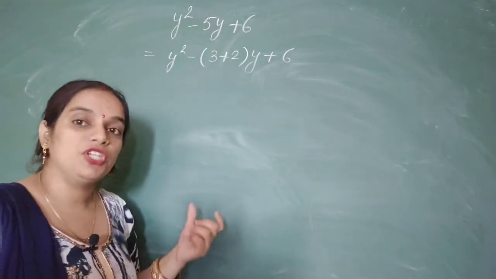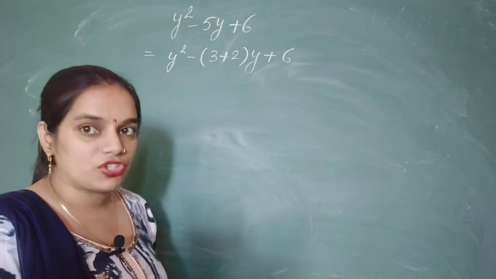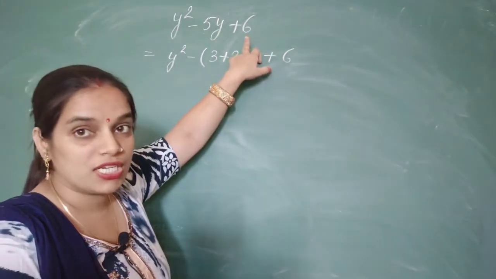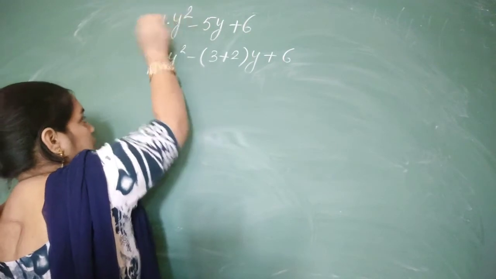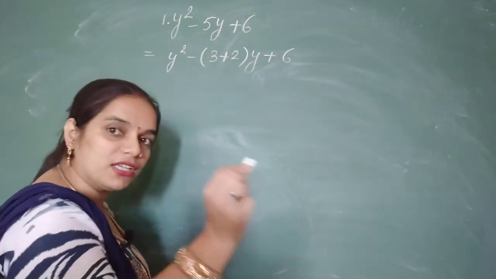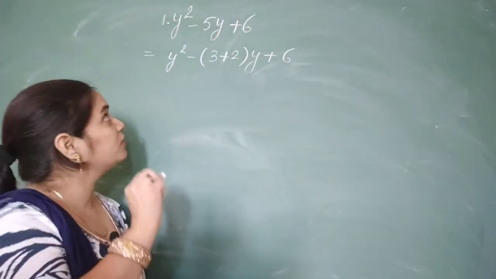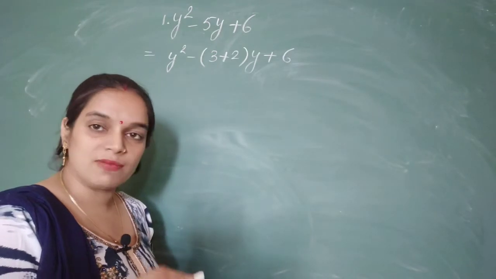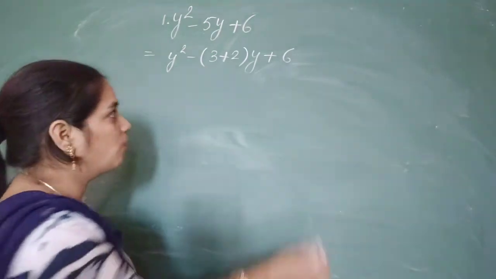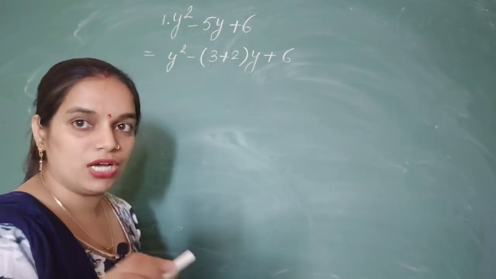Means we will split the middle term in such a way that if we multiply the parts, the result equals the constant. Means the multiplication of the coefficient of y square and the constant term. Here the coefficient of y square is 1 and the constant term is 6. Their multiplication will be 6. So the multiplication of the breaking should be equal to 6.